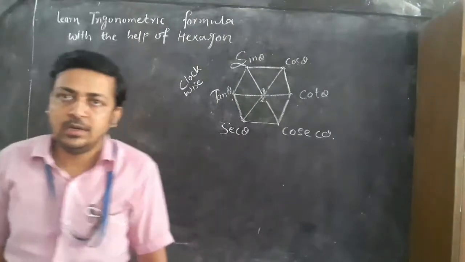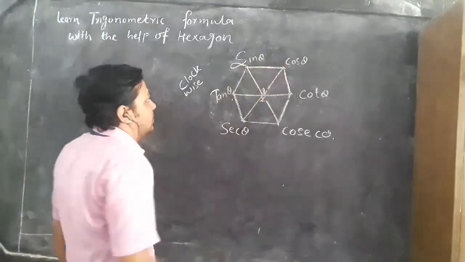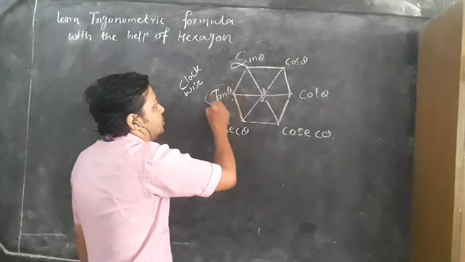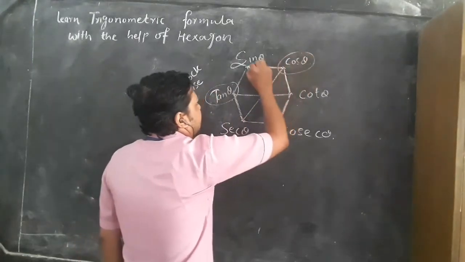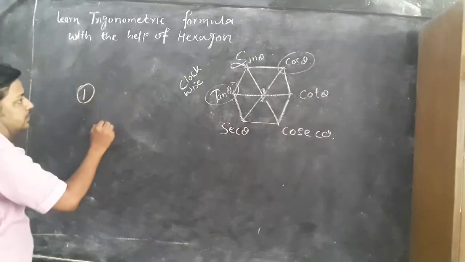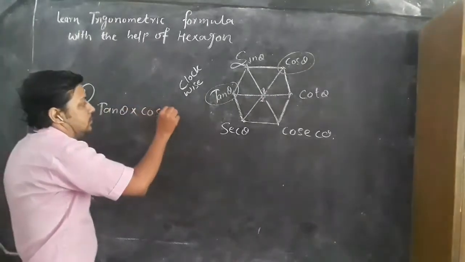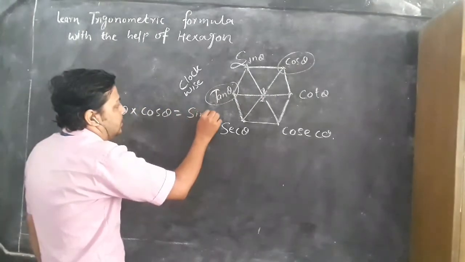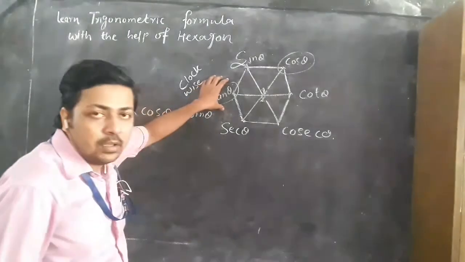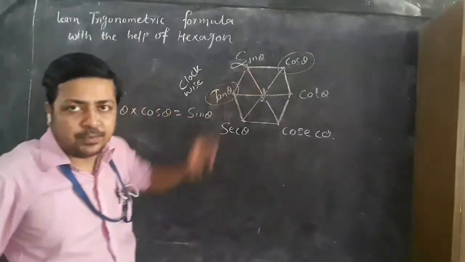Now students, similarly we can take three consecutive trigonometric entities, and the product of the two opposite ones will result in the middle one. So the formula will come as tan theta into cos theta is equal to sin theta. The product of the two opposite ones among three consecutive trigonometric ratios will be equal to the middle one.